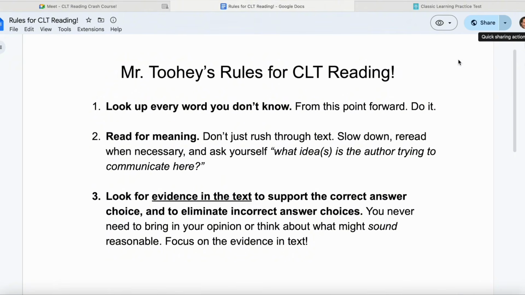What's going on? Well, we're going to get to the timed element. I'll guide you through that. I'll give you my CLT reading game plan. And we'll talk about what that looks like doing timed work. But to start, you've got to slow down.